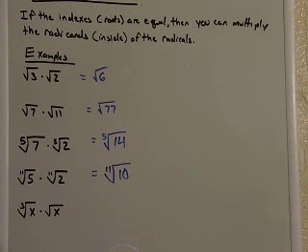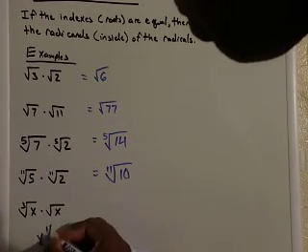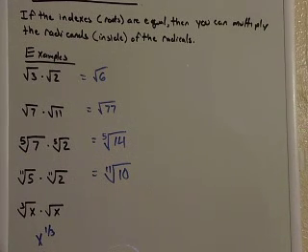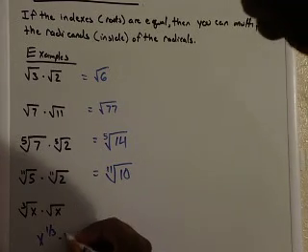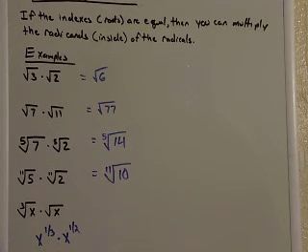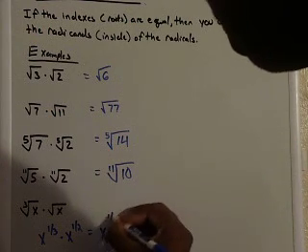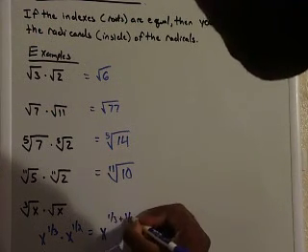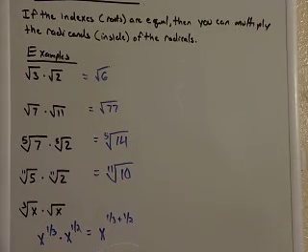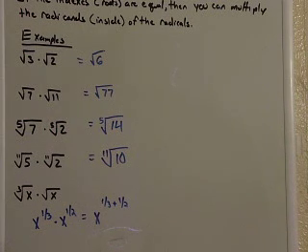exponents. So the cube root of x, written as a rational exponent, is x to the 1/3 power. And the square root of x is x to the 1/2 power. Our laws of exponents tell us we add those exponents. So we have 1/3 plus 1/2 in the exponents.